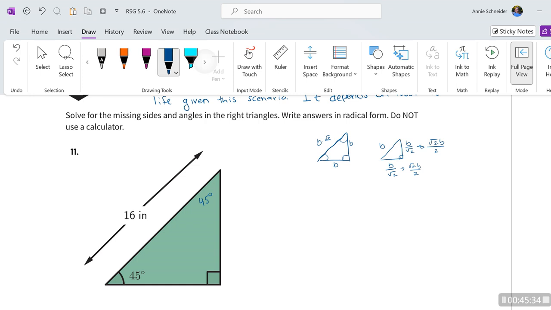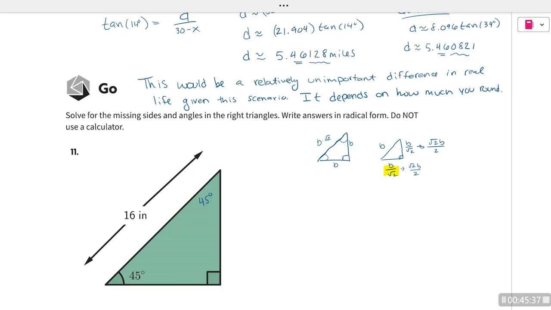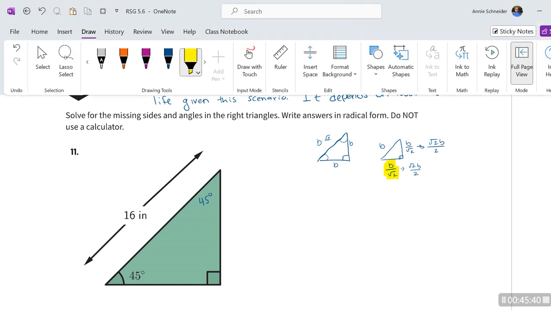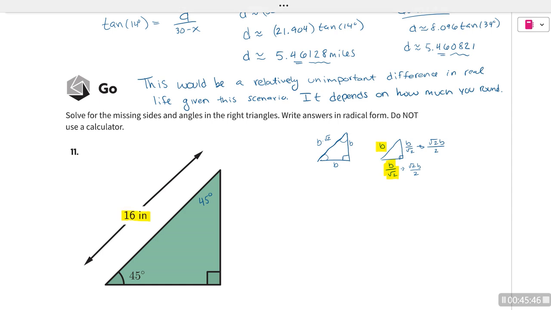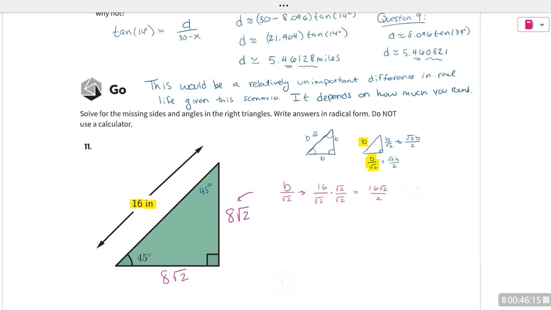But it's okay to think of it as this while we're doing our simplifications, because if I use that method, then my b is 16. So to find this side, I need b over square root 2, which becomes 16 over square root 2. I'm going to rationalize by multiplying by square root 2 over square root 2, which becomes 16 root 2 over 2, or 8 root 2. So both of these become 8 root 2.